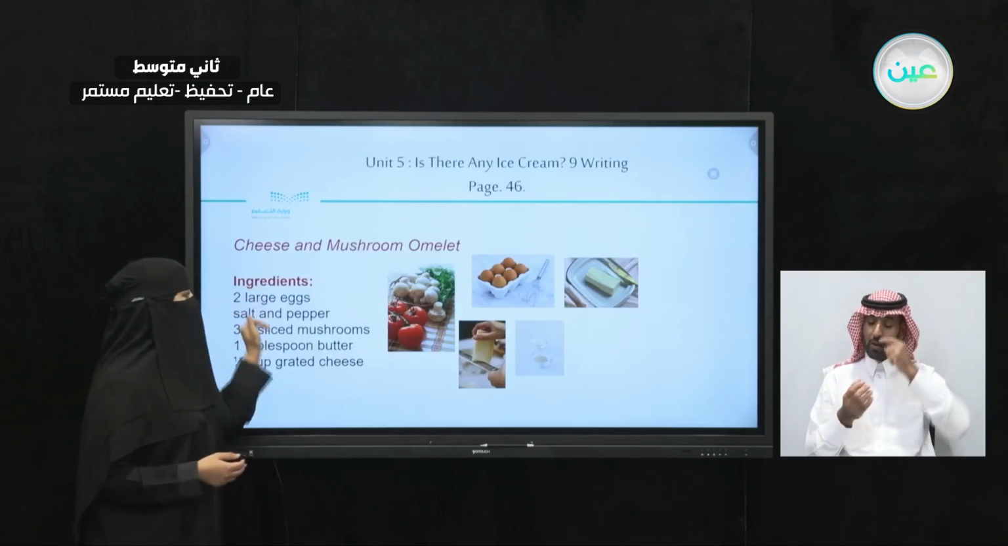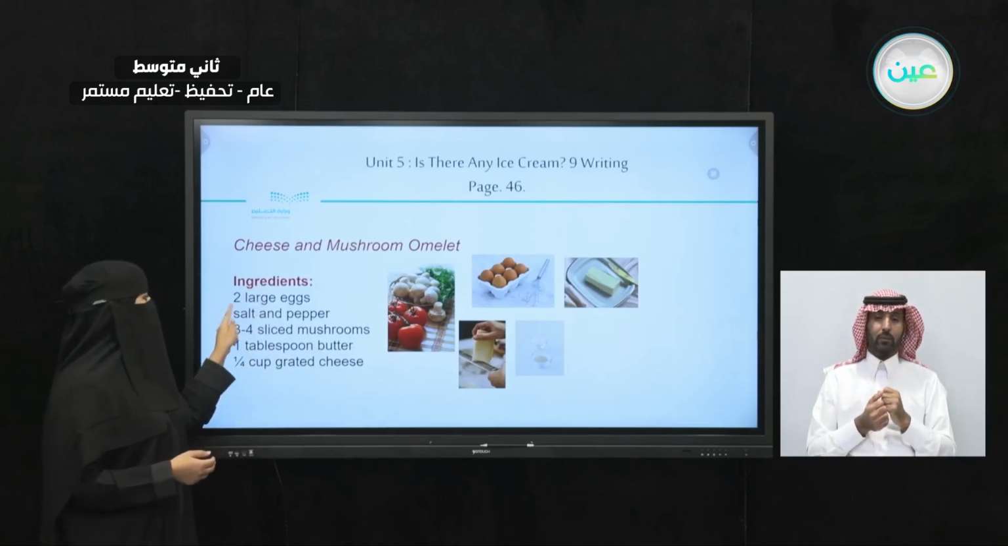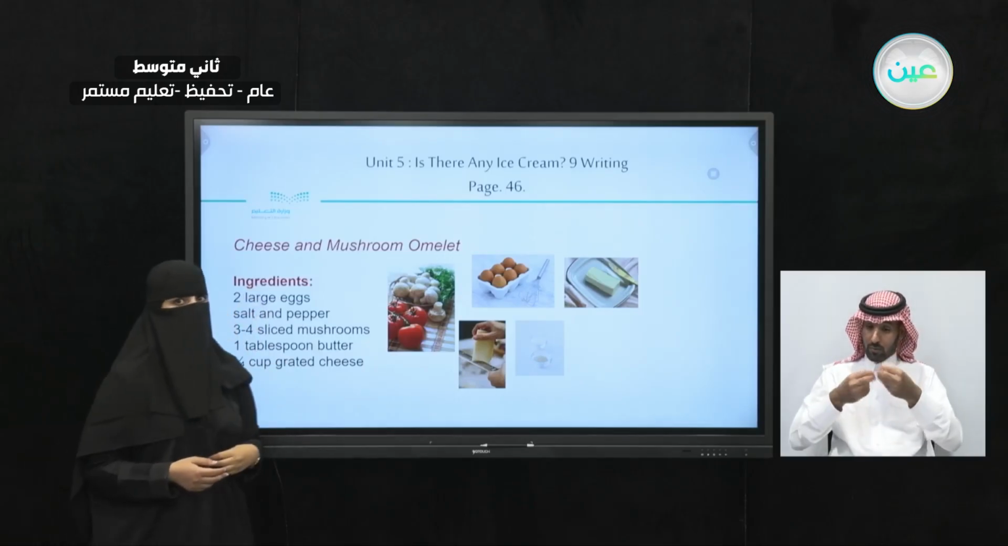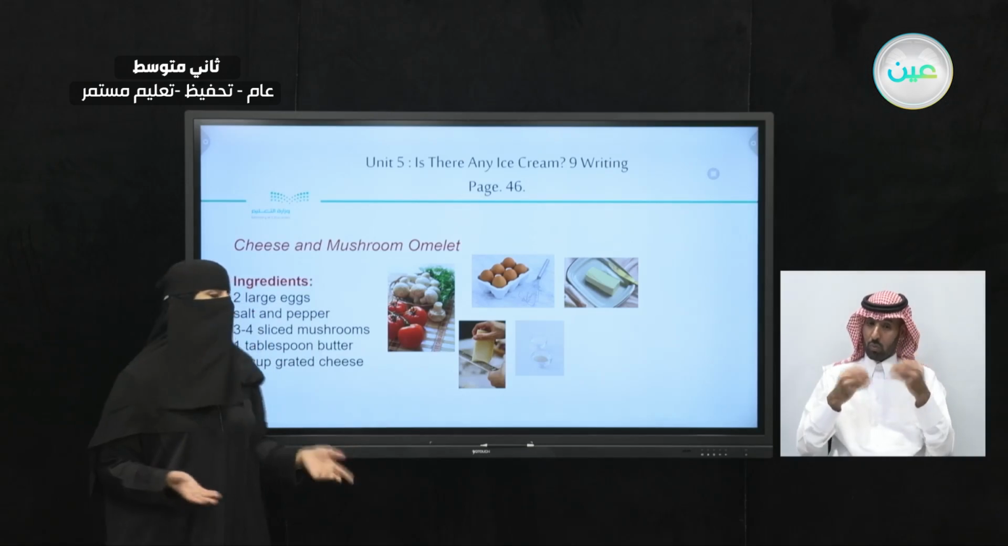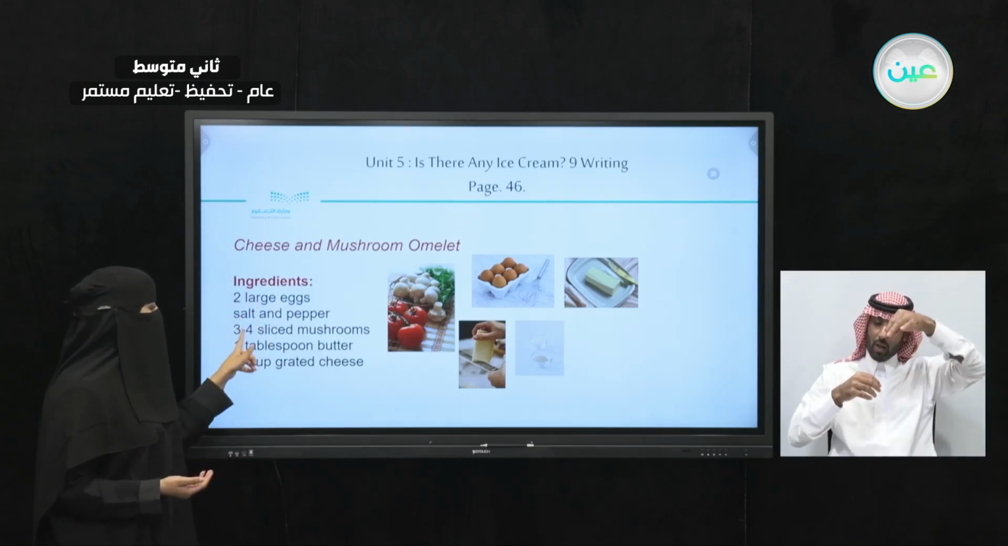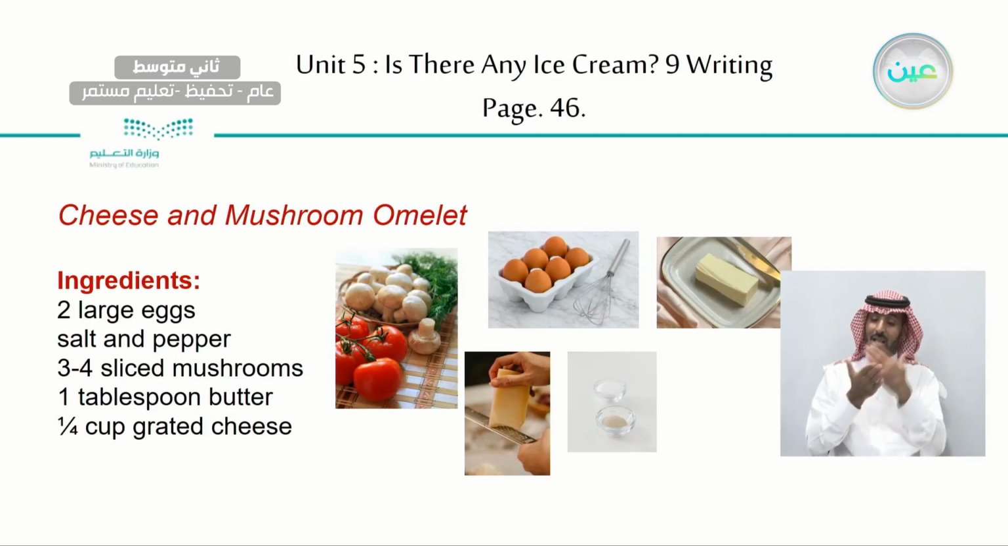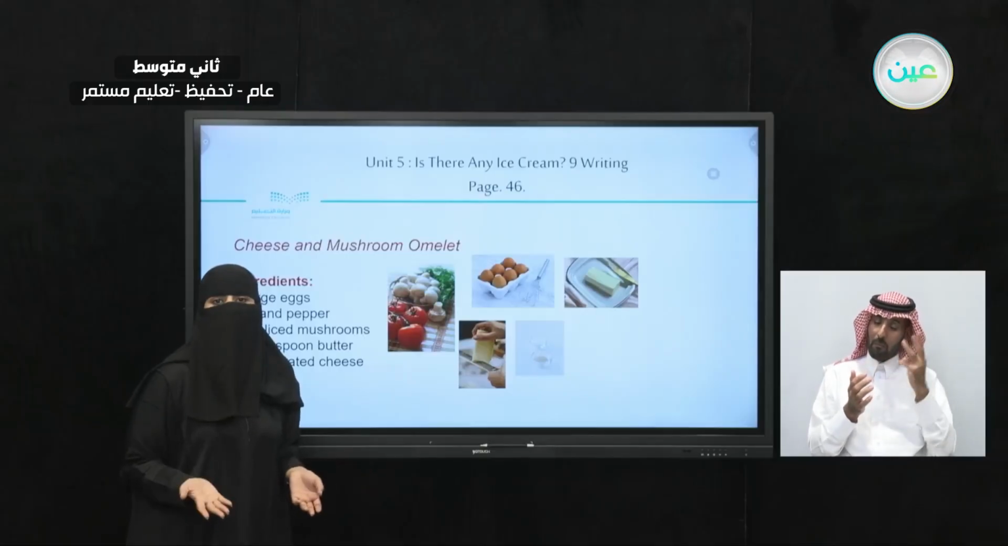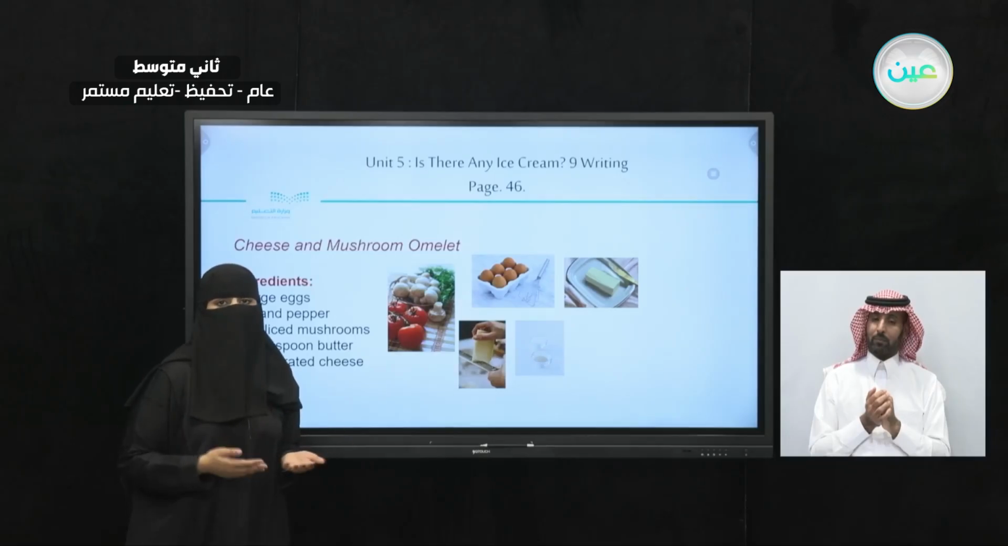Let's take a look at the ingredients here. So here we have 2 large eggs. So more details about the eggs: 2 large eggs. Salt and pepper. 4 to 5 slices of mushroom. Now here we have 3-4. What does it mean? That means 3 or 4 slices. 3 is correct and 4 is correct. And anything between is also correct.